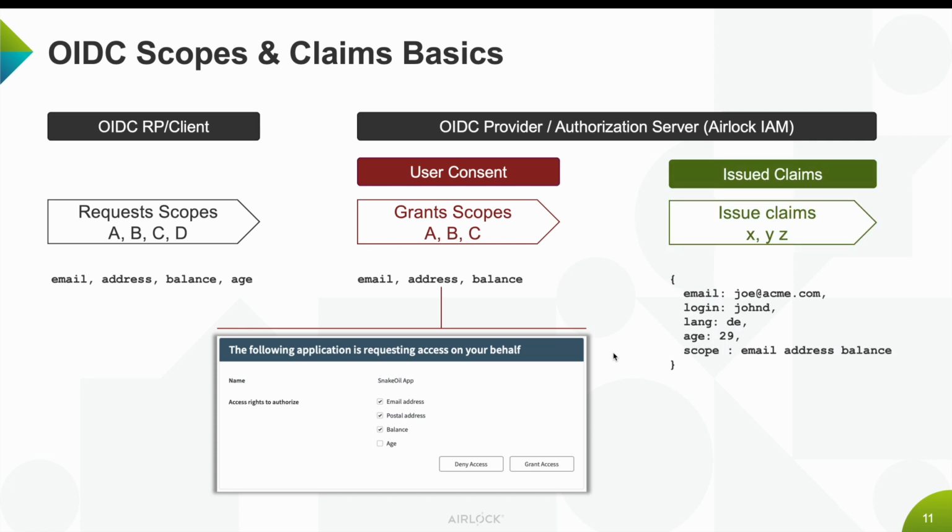Then Airlock IAM, the authorization server, will issue some claims. This can be claims part of the ID token or in the user info endpoint and so on. And the claims can be actually anything. It can be bound to the scopes, or it can be not bound, or it can be independent of the scopes, but that's just the 3 steps that basically happen in a system.